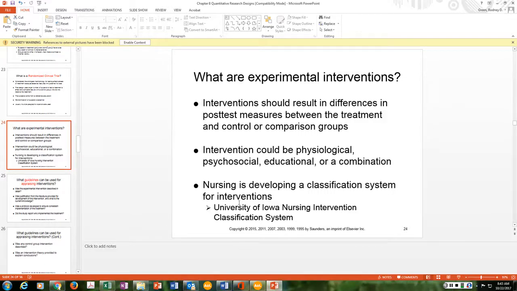In terms of interventions, nursing is developing a classification system for interventions, and the leader in this work is the University of Iowa Nursing Intervention Classification System. Researchers here are working on first developing the classification system, which has over, I think, 1,200 interventions, and they are leading the research to test those interventions.